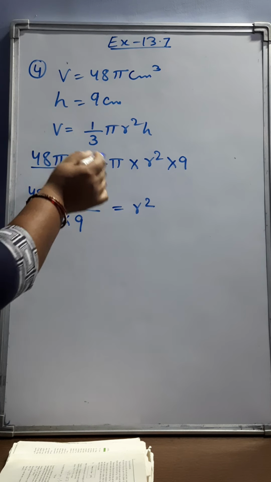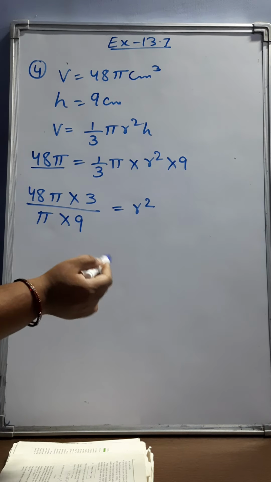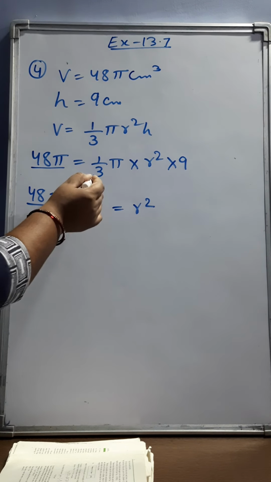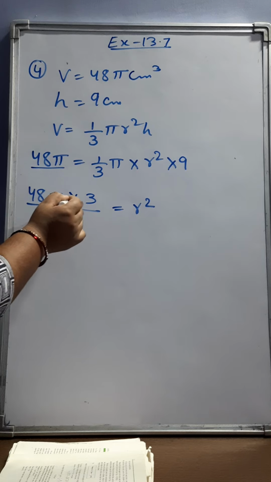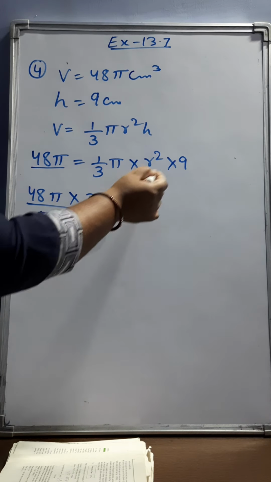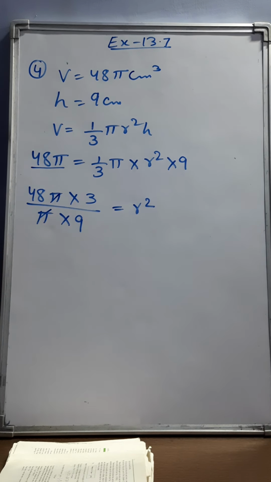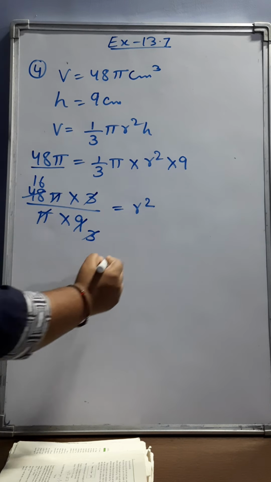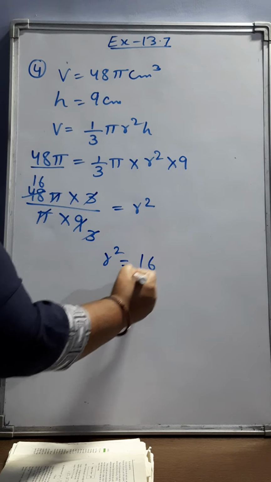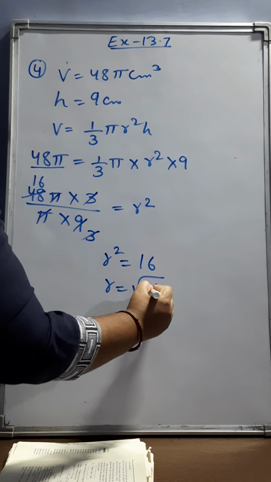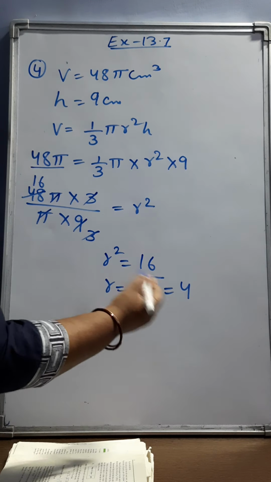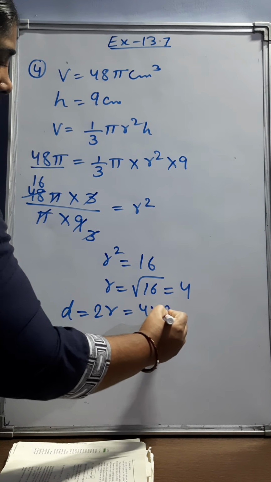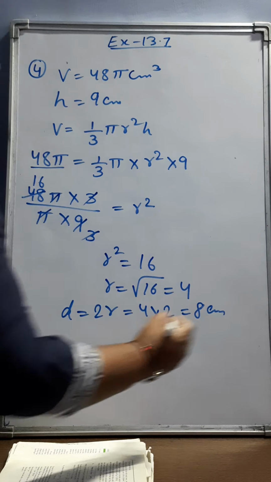48 pi, this side 1 by 3 pi, in place of r square leave it, and in place of h 9. When this 3 will come this side, it is 48 pi into 3, pi will come down and 9. This pi directly we can cancel. We are getting here r square is equal to 16. So r is equal to under root 16, which will give you 4. If r is 4, diameter is twice of radius, so it is 4 into 2, that is 8 centimeter.